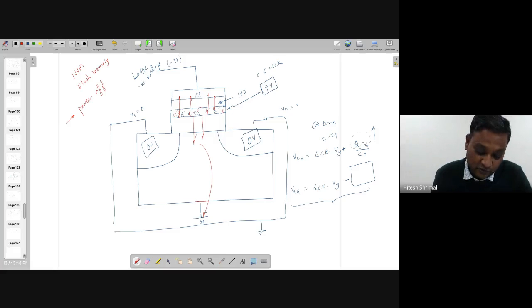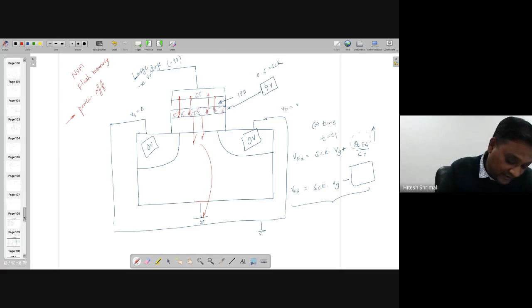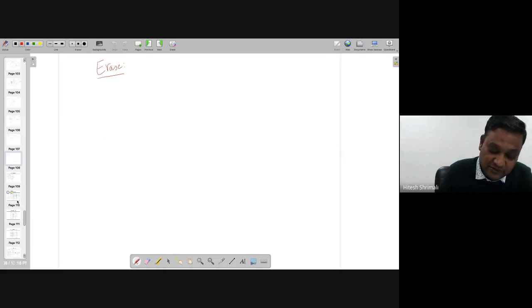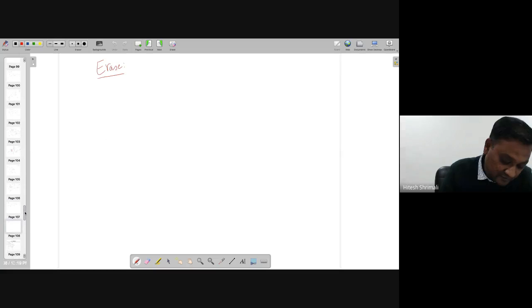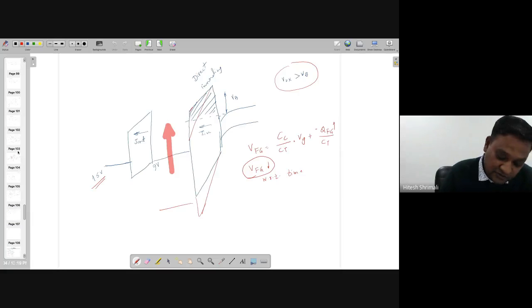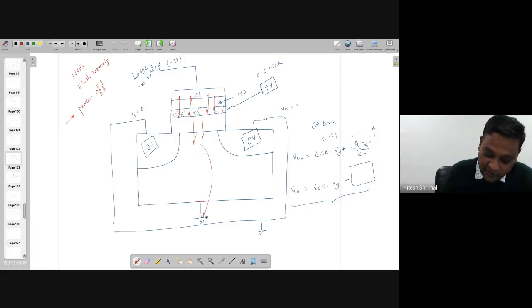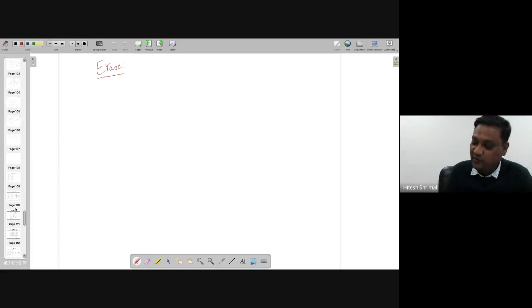So either you go this way, or there are many ways, like you can apply positive itself while erasing. You apply positive, but the other side will not be positive, it will be negative at the other side in ground. So you can apply at the body side some negative potential or something like that, so that you can erase it accordingly. So let's assume that it's a negative value. If it is a negative value, then what is going to happen?